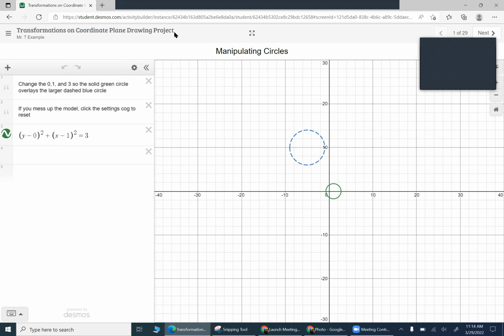So the idea is I'm going to go through most of this with you. We're going to do part of the project together, and then I'm going to give you a few things that you have to finish on your own to get full credit. So first of all, we've got circles. This is our general formula for a circle.